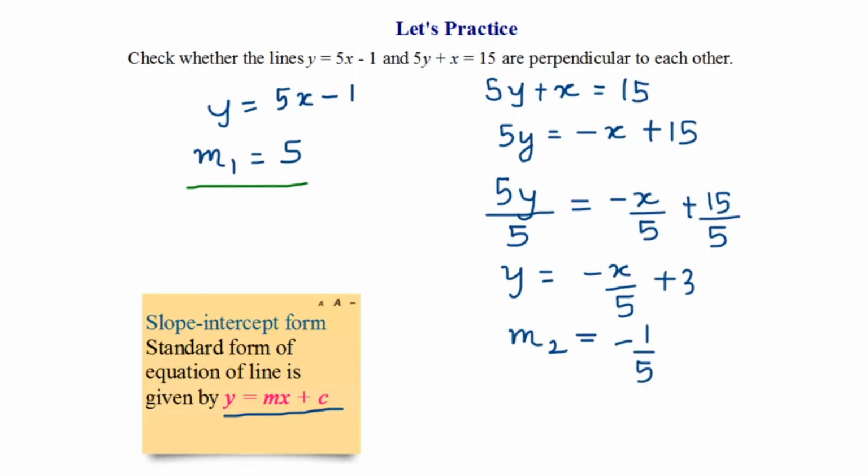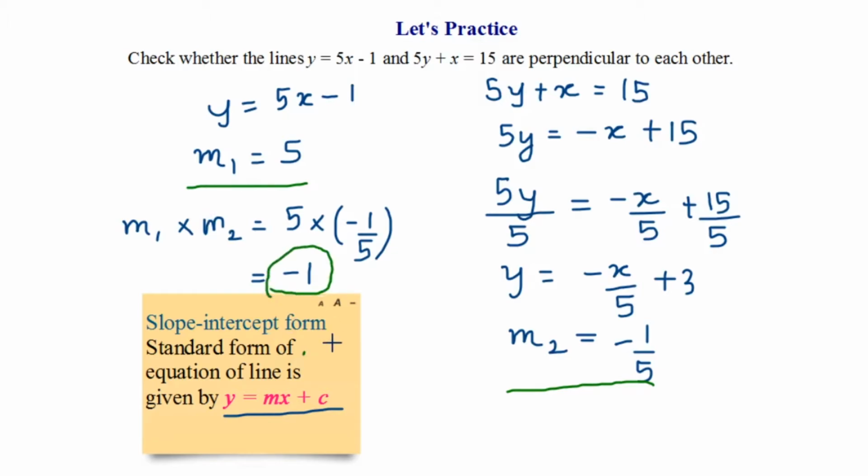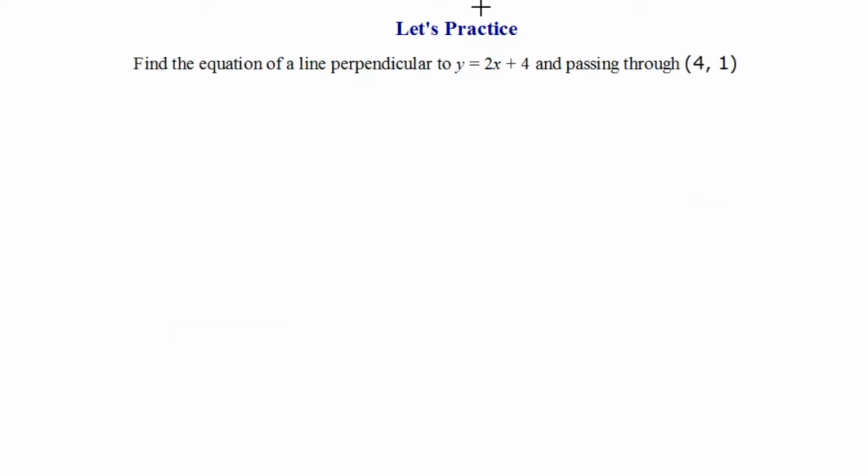right? Now, let's check the product of these two gradients, that is the product of m1 and m2. So, m1 multiplied by m2 is equal to 5 multiplied by -1 upon 5. So, 5 into -1 by 5 is equal to -1. You can observe that the product of gradients of both the lines is equal to -1, right? And hence we can say that both the lines are perpendicular to each other. Cool? Let's take a look at the next example.